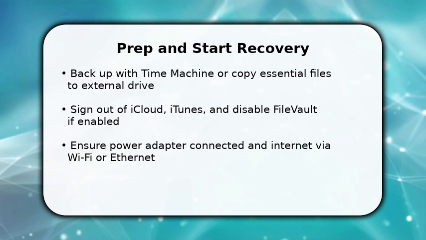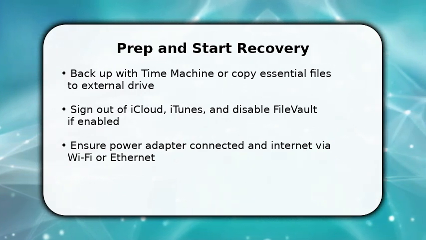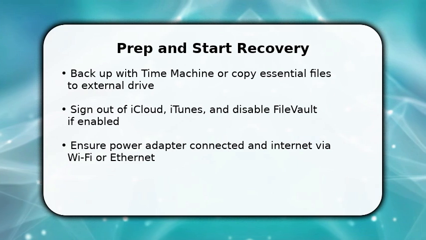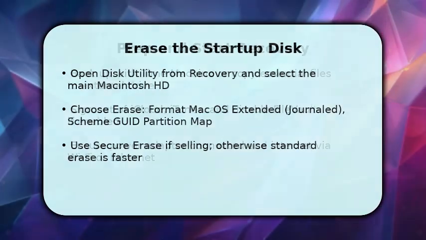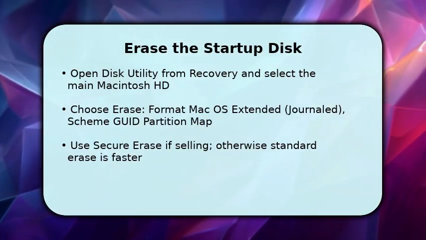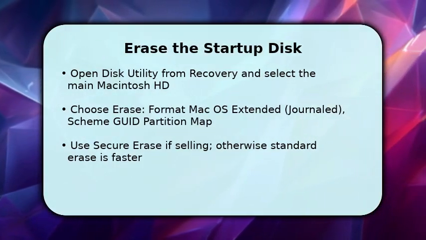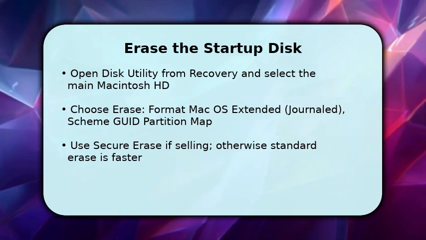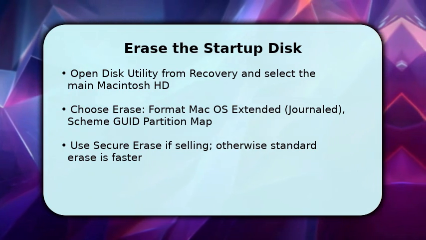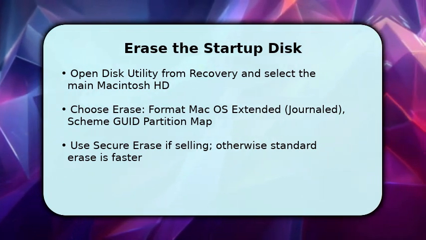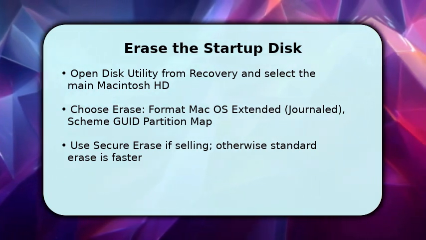Now restart and hold Command-R to boot into recovery. That first action loads the tools you'll use to erase and reinstall Yosemite. You open Disk Utility from the Recovery menu and select the built-in startup volume, typically Macintosh HD. Next, click Erase and pick Mac OS Extended, Journaled with a GUID partition scheme. This provides the correct format for Yosemite installations.